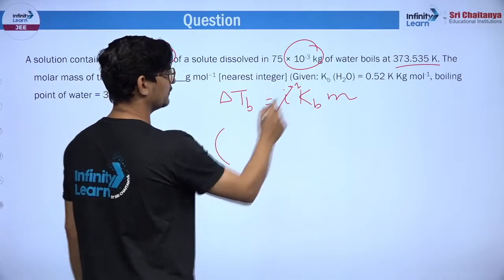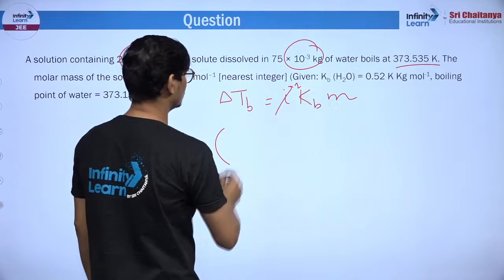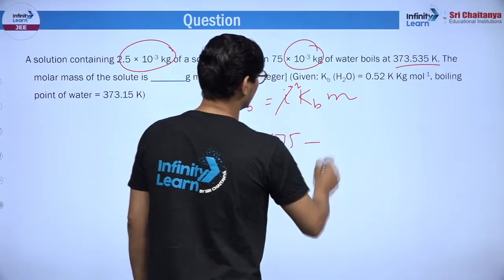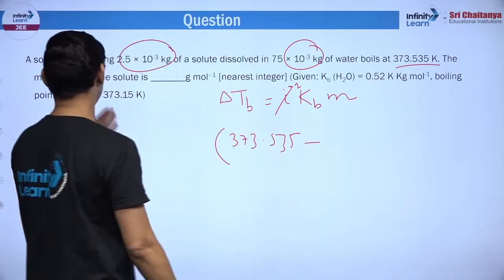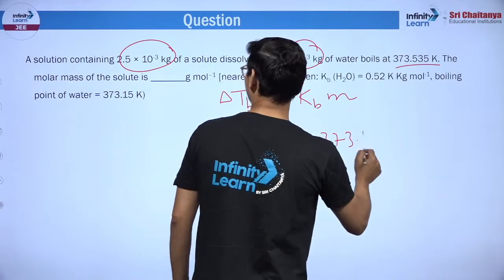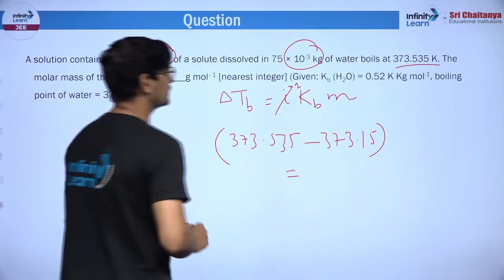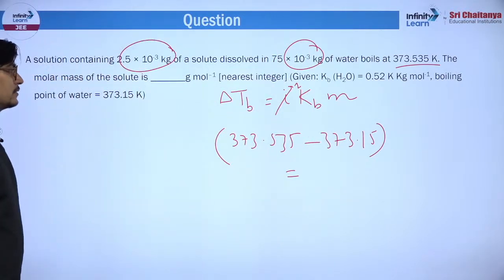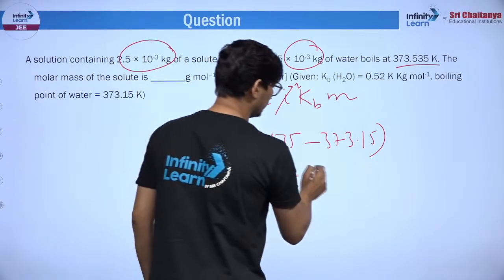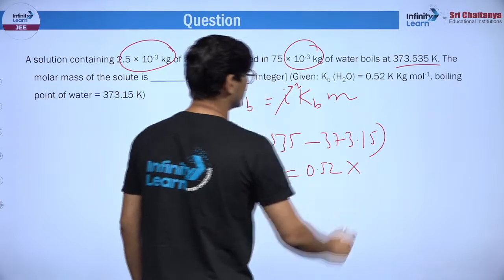Elevation of boiling point will be the boiling point of the solution, which is 373.535, minus the boiling point of pure water, which is 373.15. Everybody knows that, right? 373.15. Now this would be equal to the product of the ebullioscopic constant multiplied by molality. Kb is given to be 0.52, which we call the ebullioscopic constant.